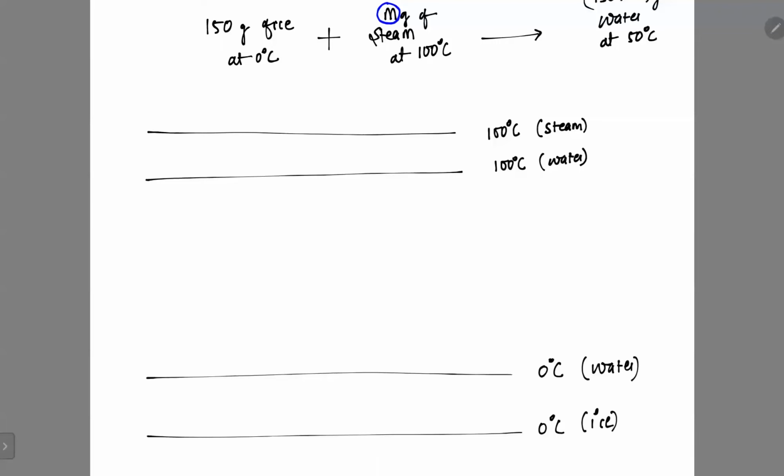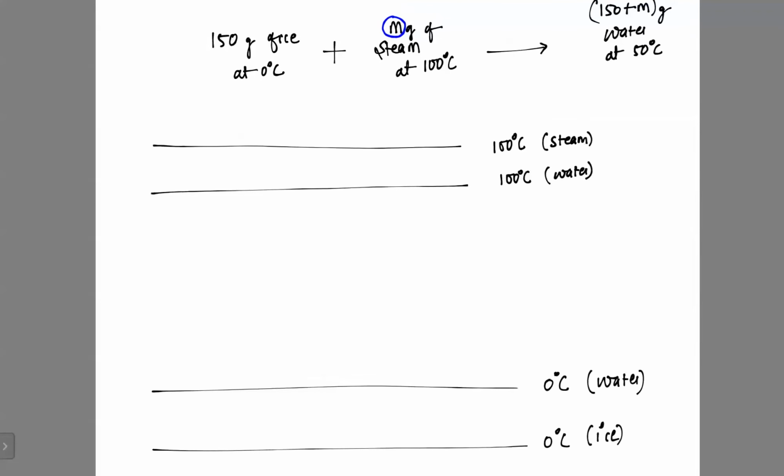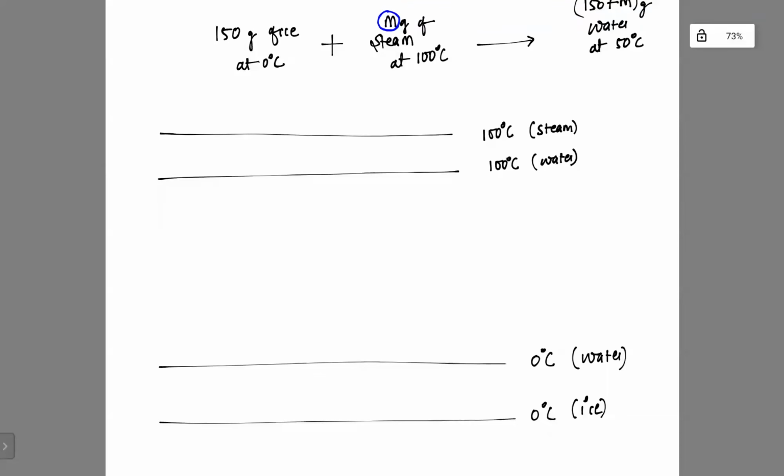I hope you're smart enough to understand why I wrote ice below water and why I wrote steam above water. Amazing. And finally, you see what we have got. We have got water at 50 degrees Celsius.